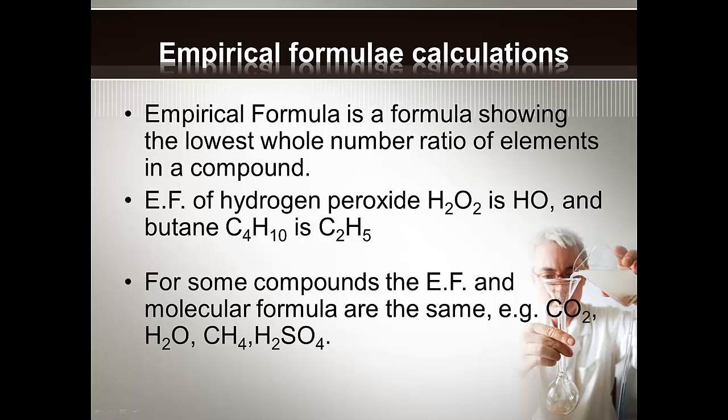Now let's have a look at empirical formula calculations. So an empirical formula is a formula showing the lowest whole number ratio of elements in a compound. The empirical formula of hydrogen peroxide, H2O2, is HO, and butane is C2H5. So it's the lowest whole number ratio. C4H10 becomes C2H5. We can't get a lower ratio than that and have whole numbers. So for some compounds, the empirical formula and the molecular formula are the same. CO2, H2O, CH4, H2SO4. We can't get a lower whole number ratio for these ones.